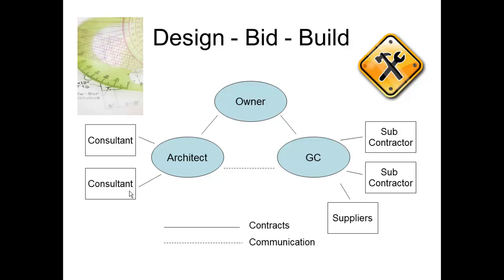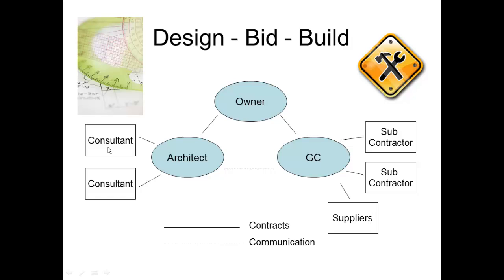Over on the other side, the owner also has a contract with a general contractor, the low bidder in most cases. The general contractor has subcontracts with individuals who supply doors and hardware, electrical supplies, plumbing fixtures, HVAC equipment. These are all subcontractors that would work with the general contractor. Now, in an ideal situation, the consultant who did the design work with the architect may also be the subcontractor who's doing the supply and installation for the general contractor.